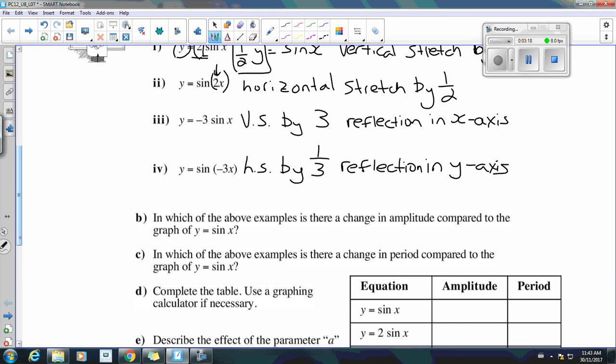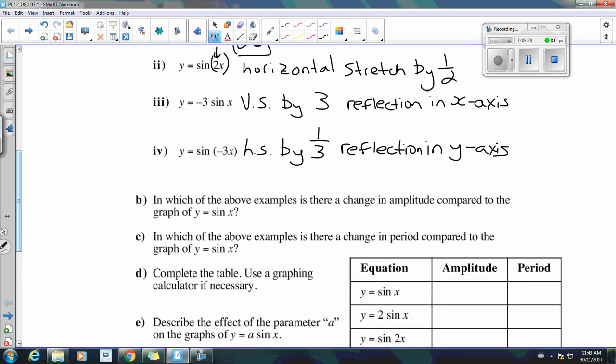B, in which of the above examples is there a change in amplitude compared to the graph of y equals sine of x? Remember, our amplitude is this. We're going to get a change in amplitude when we multiply our y values by something, because that gives us a vertical stretch. Or, of course, graphs can get smaller as well. So this would be 1 and 3, where there are vertical stretches.